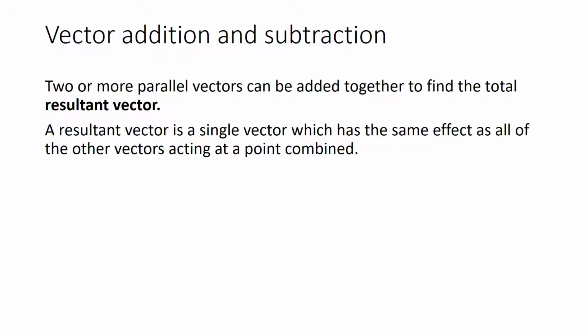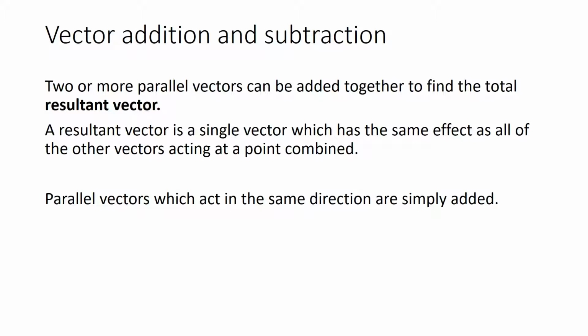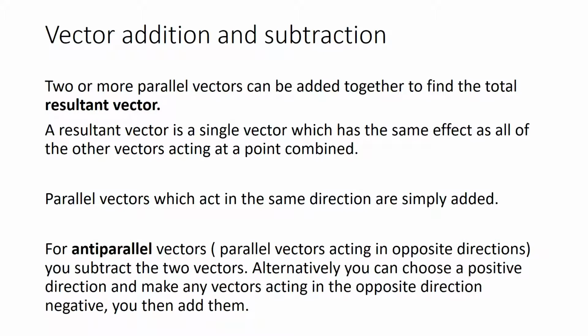Two or more parallel vectors can be added together to find the total resultant vector. The resultant vector is a single vector which has the same effect of all other vectors acting at a point combined. So parallel vectors which act in the same direction are simply added, and anti-parallel vectors which act in opposite directions, you subtract the two vectors. Very simple. So you can make notes on this or whatever.